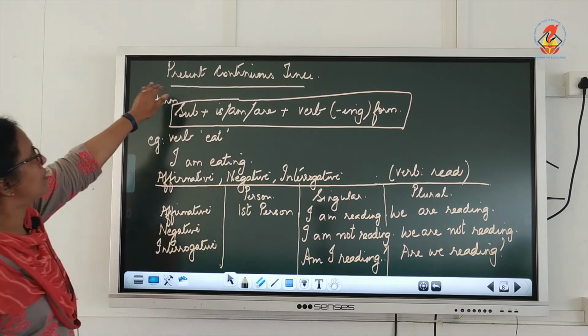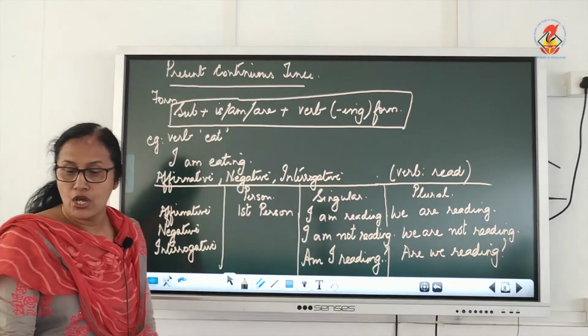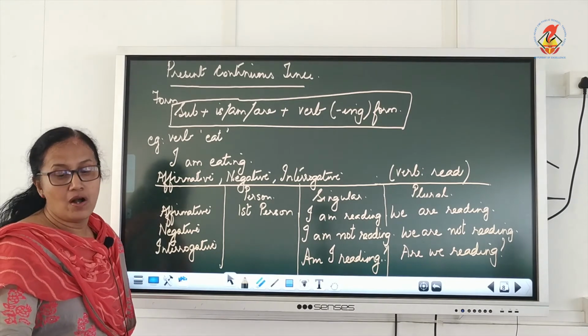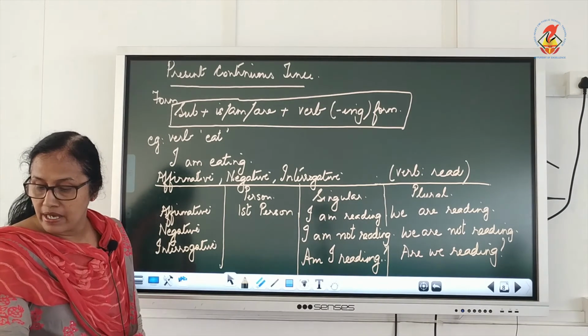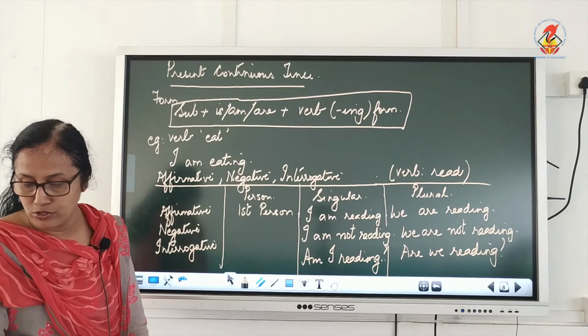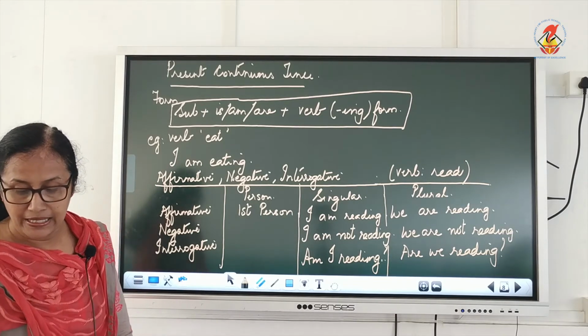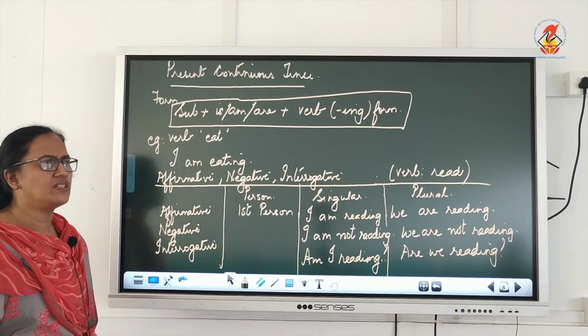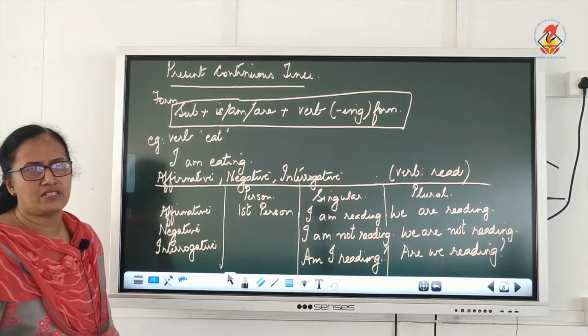Before we move on to the present continuous tense, you have got an exercise in your textbook, on page 75 of your grammar textbook. You will have to do exercise D. You have got exercises A, B, C. That is not needed. That is just basically match the following and all.